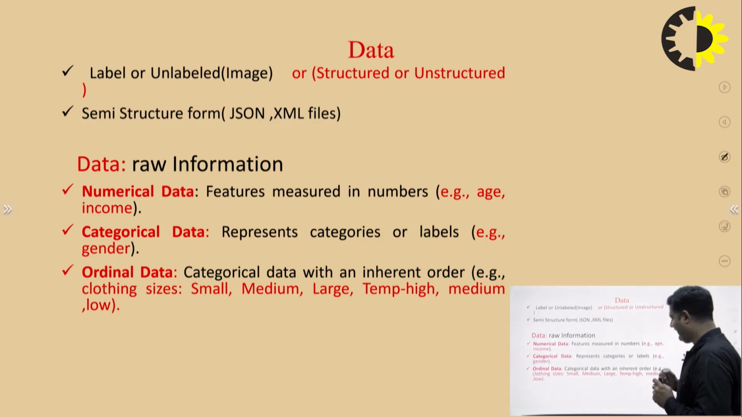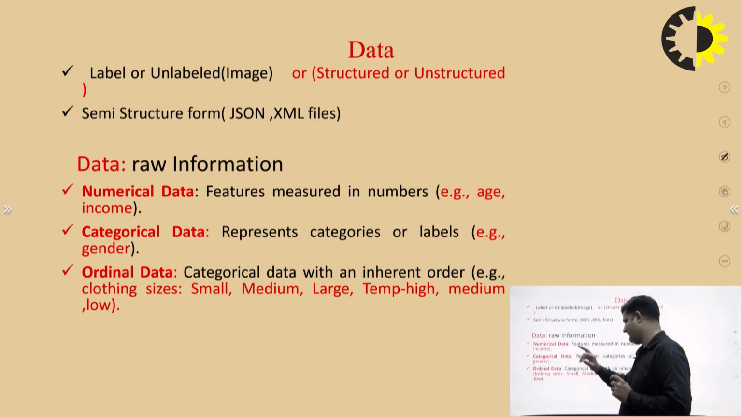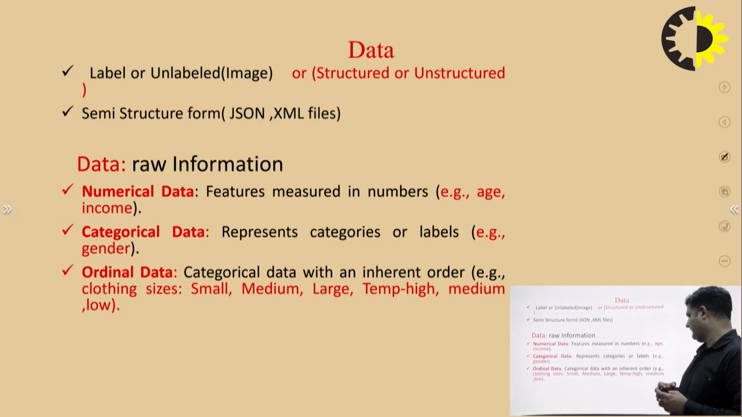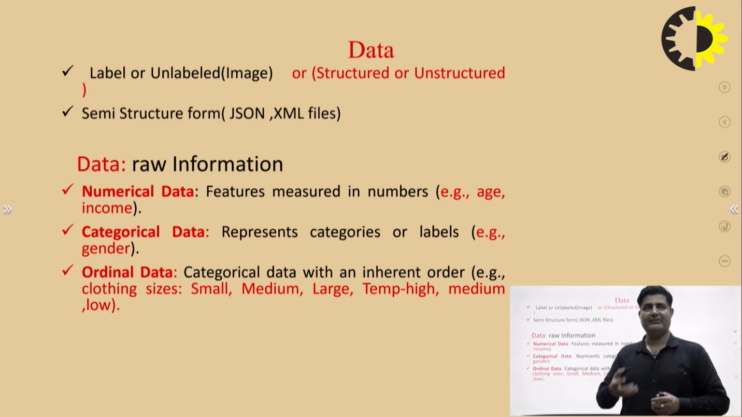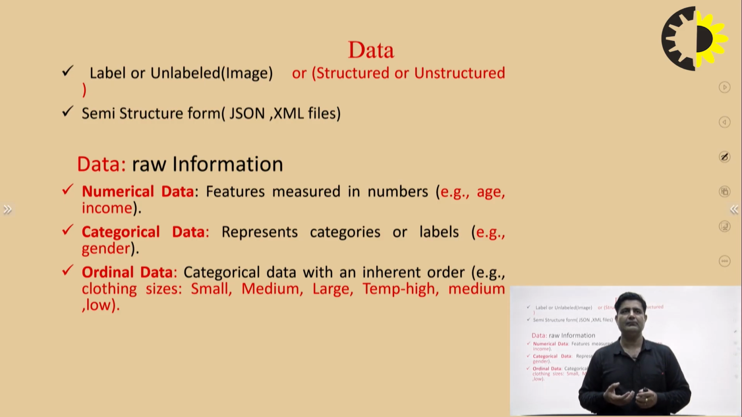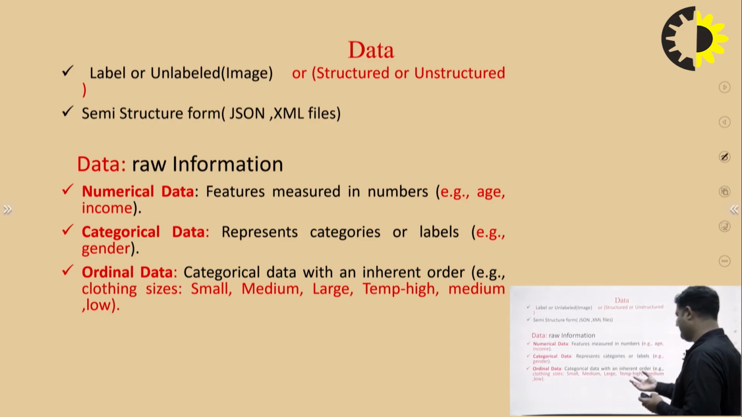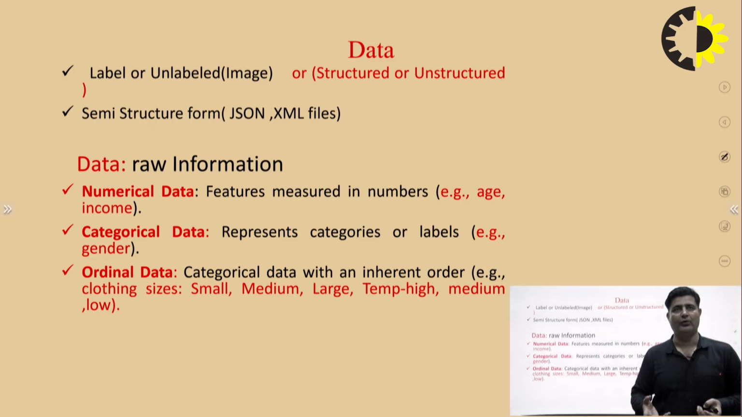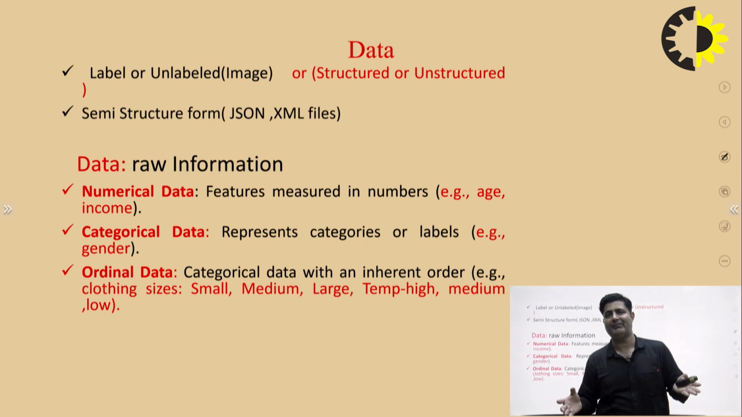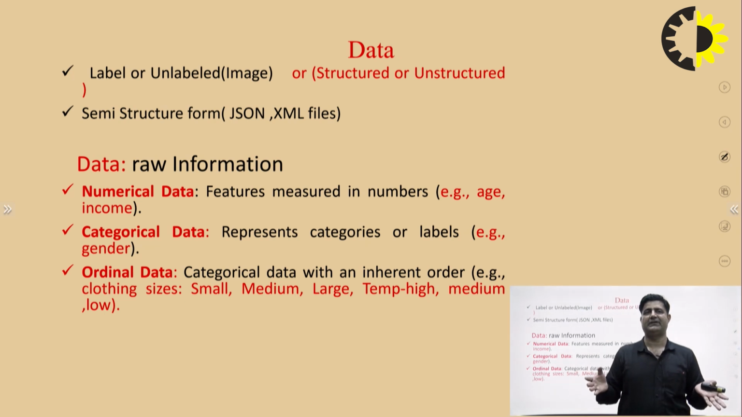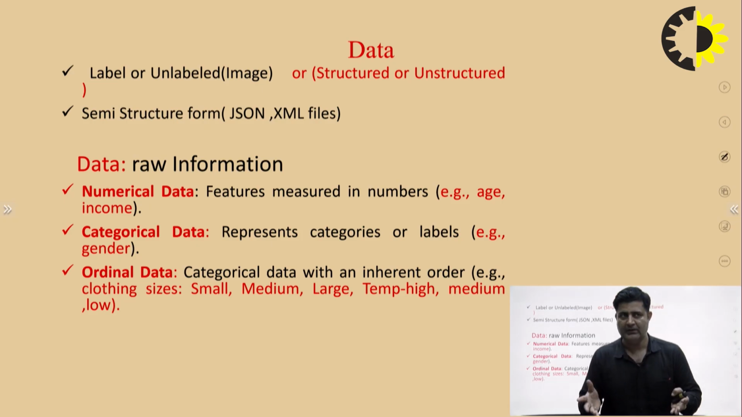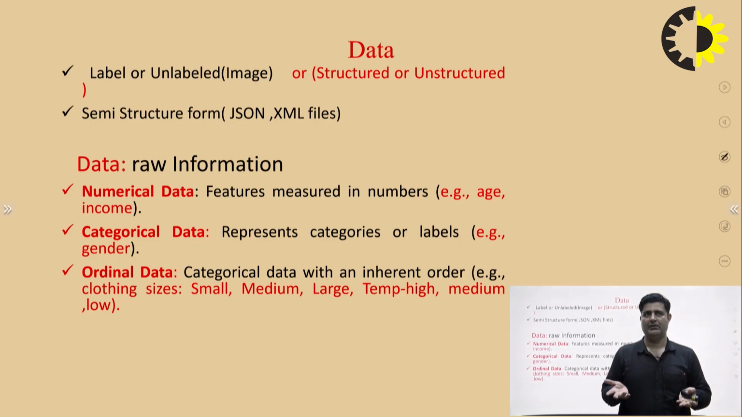The third type of data is the ordinal data. Suppose we do not have categories but some order in the data: first, second, third, or the size of cloth, small, medium, large, or temperature, high, medium, low. So generally we have three types of data in a data set: numeric, categorical, and ordinal. We are mostly talking about supervised machine learning in the data set.